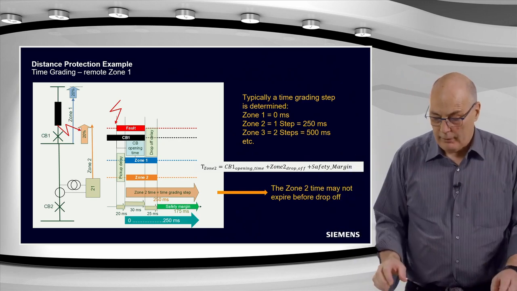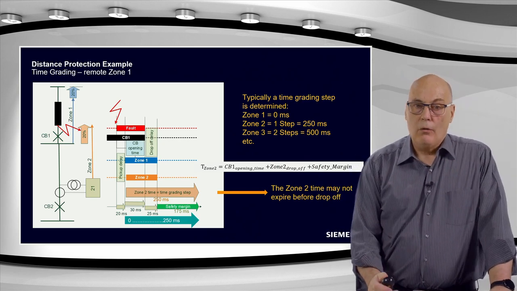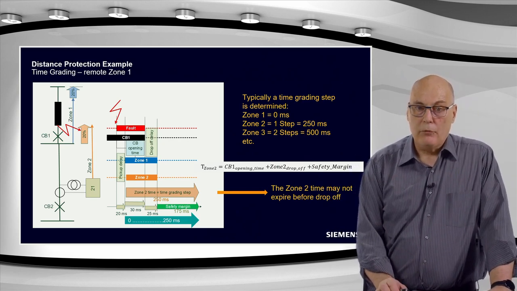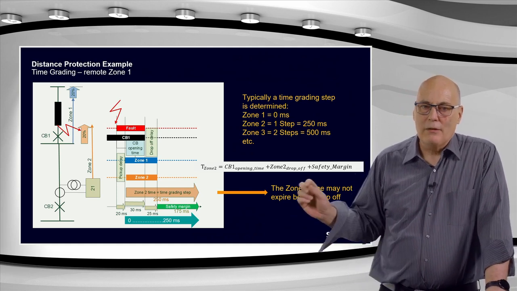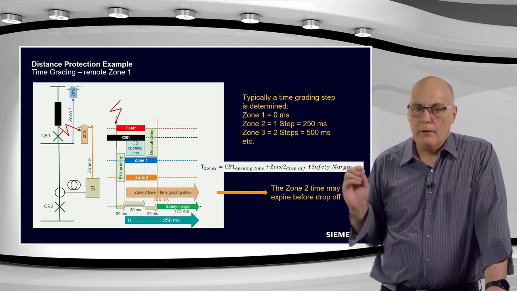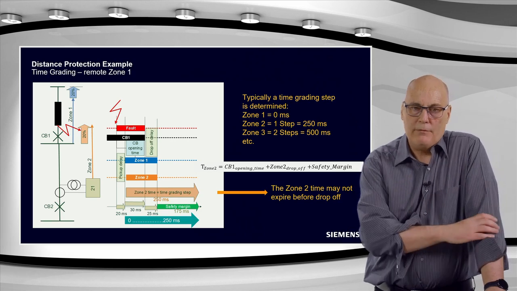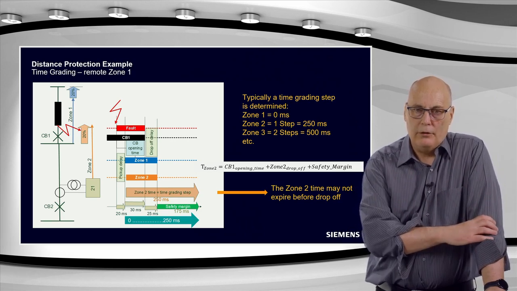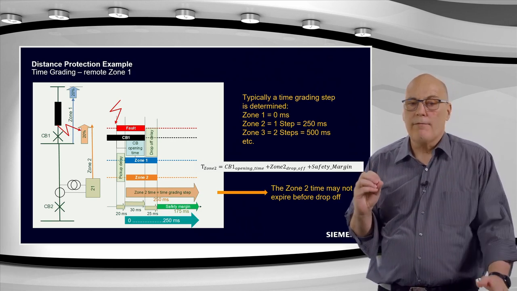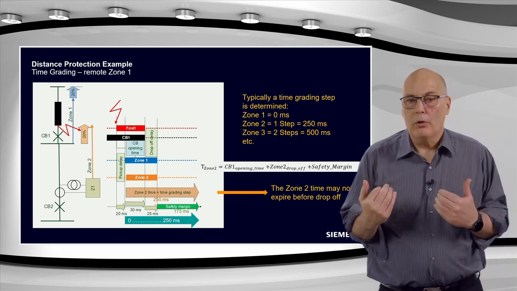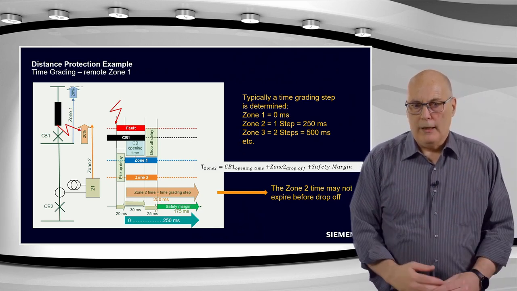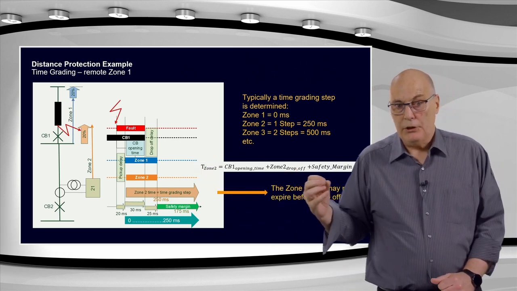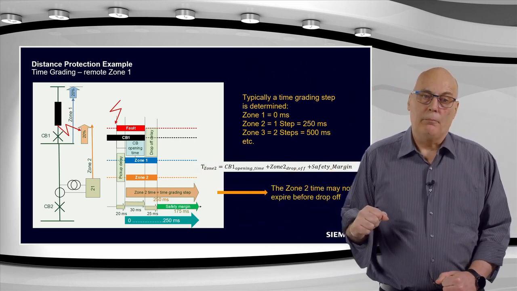And probably one of the main reasons why one typically has longer time grading, okay, before I get on to the next slide to show that, is remember the zone 2 has another purpose which we sometimes forget, just a little additional information. The zone 2 has the function of remote backup. So what does it mean, remote backup? The distance protection generally does a very, very effective remote backup functionality.